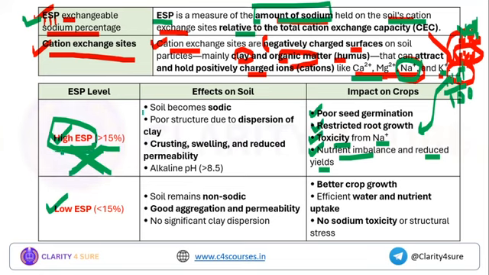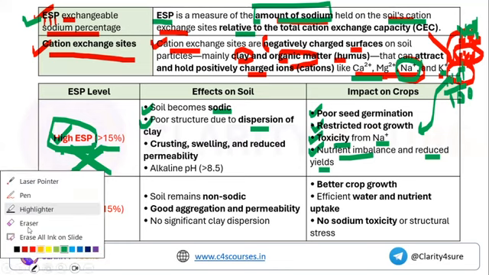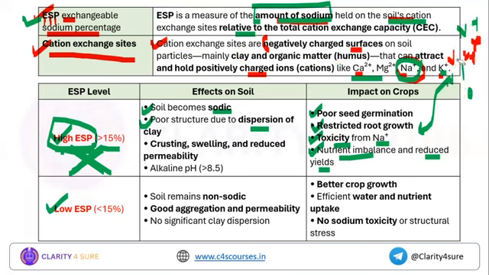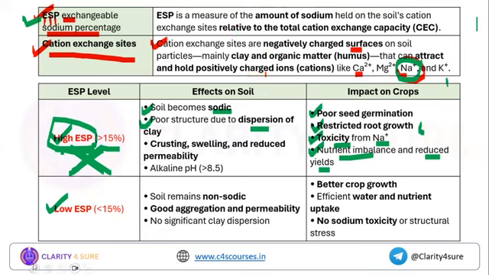It will make the soil sodic because of the presence of Na+, and give poor structure due to dispersion of clay. Please note it down that sodium is called a dispersing agent, and Ca2+ and Mg2+ are flocculating agents.